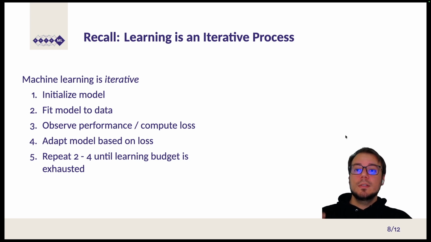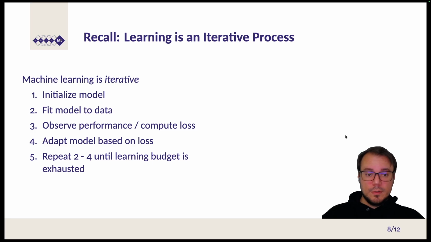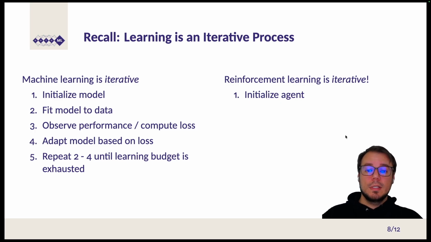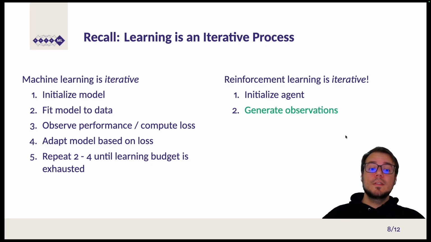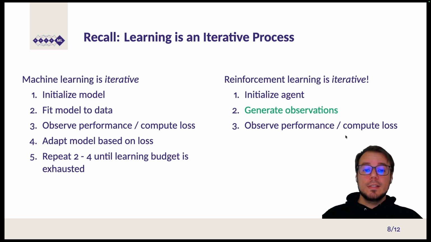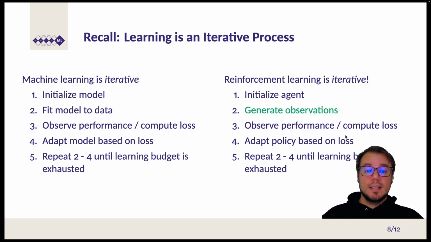Now, I want you to recall that machine learning was introduced as an iterative process in one of the earlier units. And I want to give you the insight that reinforcement learning is also iterative, right? But there's a crucial difference. We start with an initial agent, which is similar to the initialization of the model, but we do not have the data present immediately. We start from a random policy potentially, and we first need to generate our own data to learn from. Once we have generated some data, we can compute a loss based on which we update the agent or the policy, and then we generate some new data, right? So we repeat these steps of generating new data to learn from over and over again.